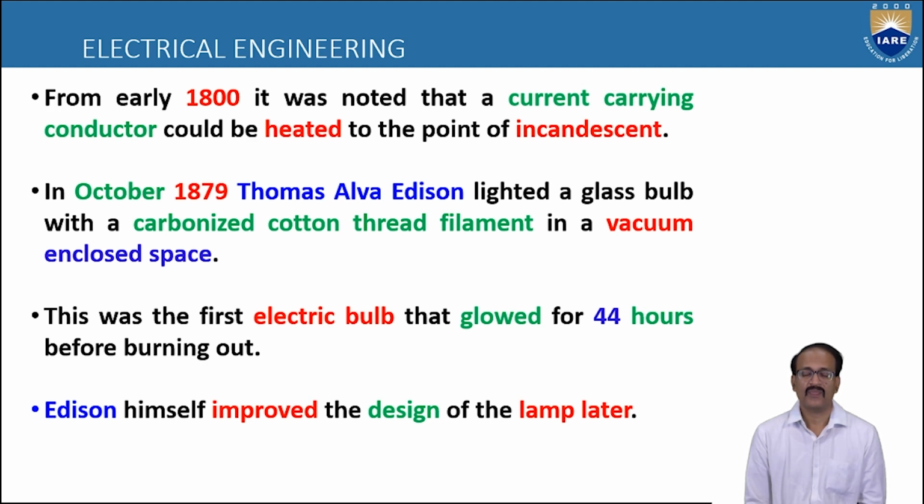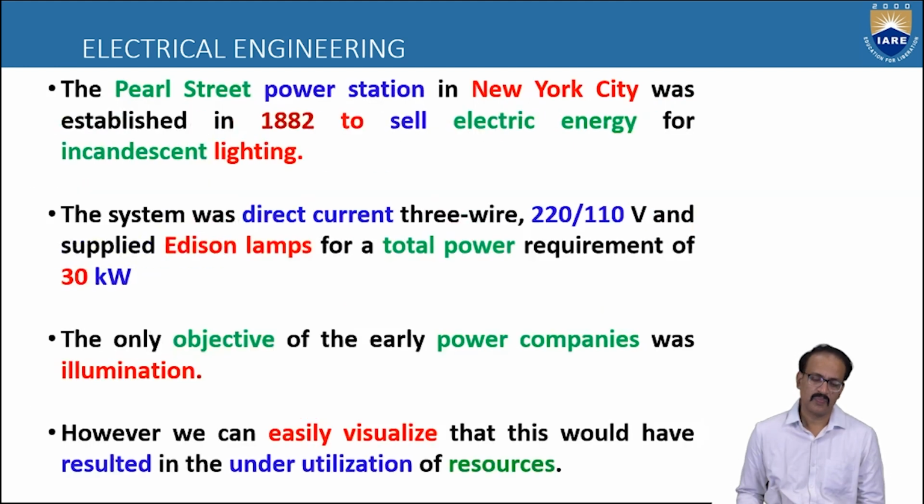So, Thomas Alva Edison. Yes, Edison is famous to everyone. He did experiments many times, and finally he was able to do it with the help of a carbonized cotton thread filament in a vacuum enclosed space. This was the first electric bulb, and it was able to survive before burning out for 44 hours constantly. Afterwards, he improved that version.